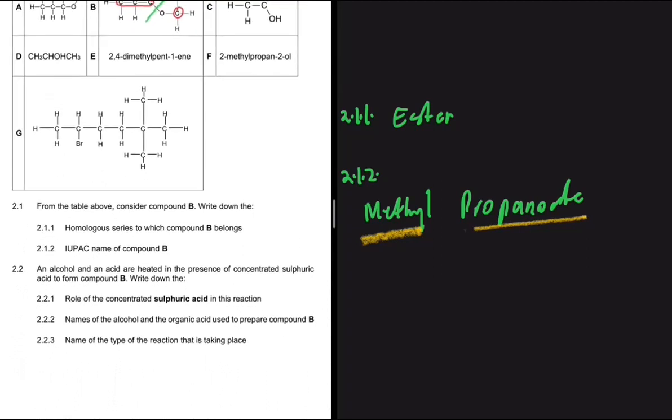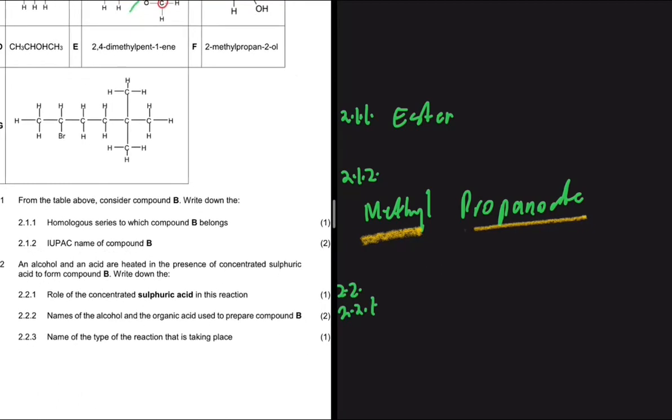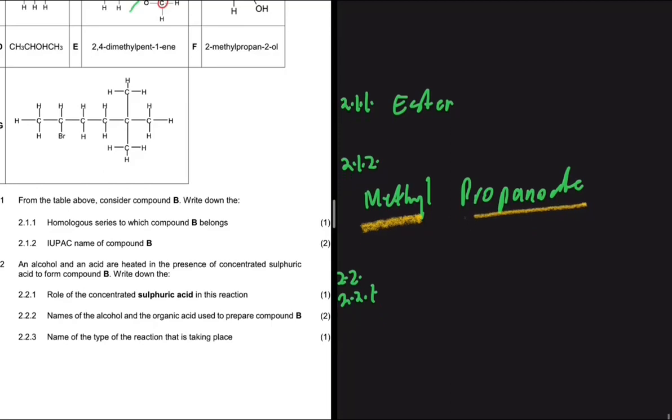Let's move to the second question, 2.2. 2.2.1: An alcohol and an acid are heated in the presence of concentrated sulfuric acid to form compound B. Write down the role of the concentrated sulfuric acid in this reaction. So sulfuric acid in an esterification acts as a catalyst. So the answer to 2.2.1 is catalyst. It acts as a catalyst. It speeds up the reaction. You can also say that.